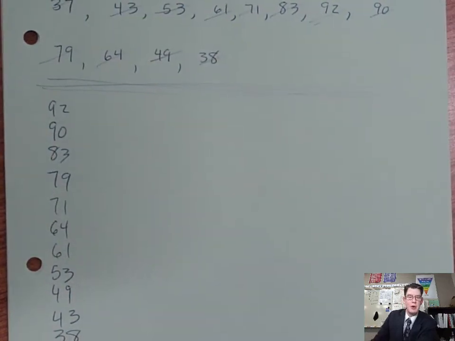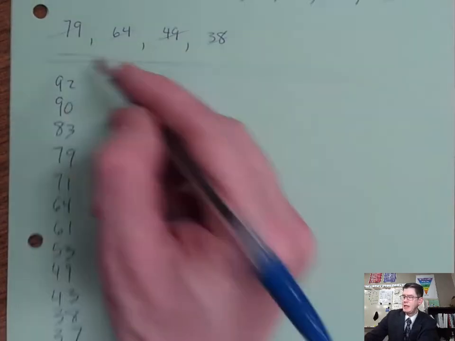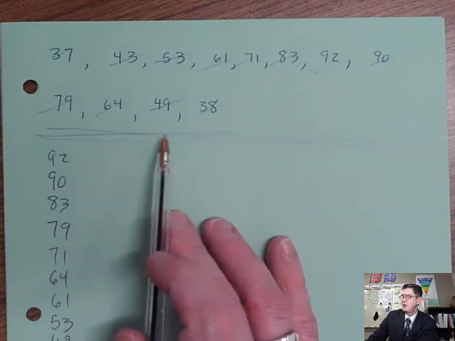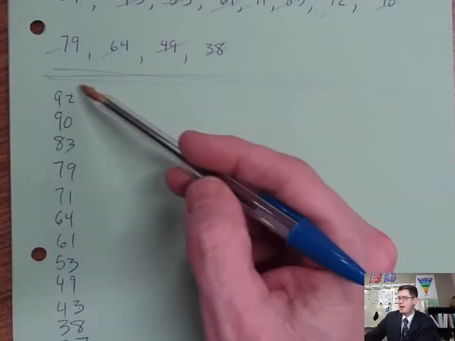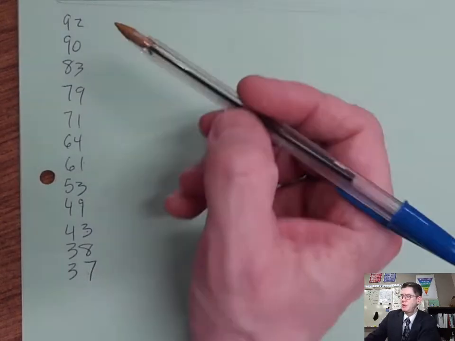And as always, I like to check my work. 1, 2, 3, 4, 5, 6, 7, 8, 9, 10, 11, 12. And we've got 12. Okay, I'm pretty sure I transferred them correctly. So now they're listed from greatest to least.